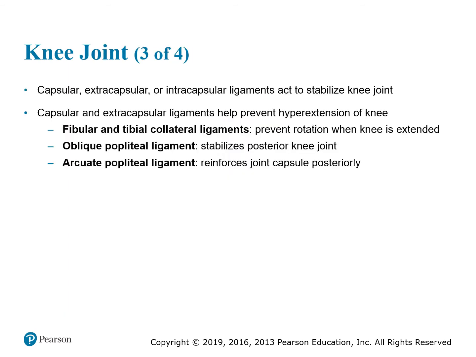The knee joint has capsular, extracapsular, and intracapsular ligaments that act to stabilize the joint. The capsular and extracapsular ligaments help prevent hyperextension of the knee. The fibular and tibial collateral ligaments prevent rotation when the knee is extended. The oblique popliteal ligament stabilizes the posterior knee joint, and the arcuate popliteal ligament reinforces the joint capsule posteriorly.